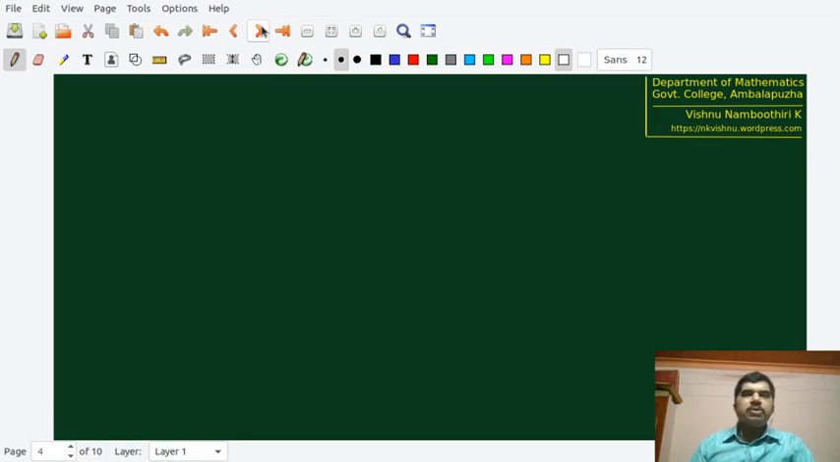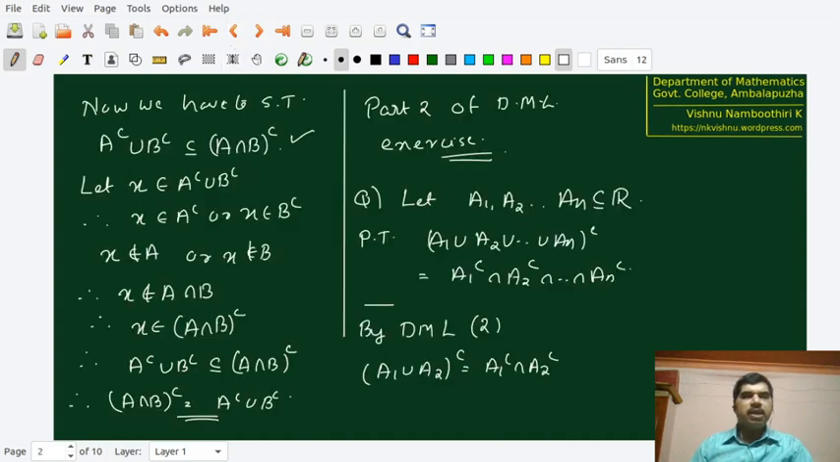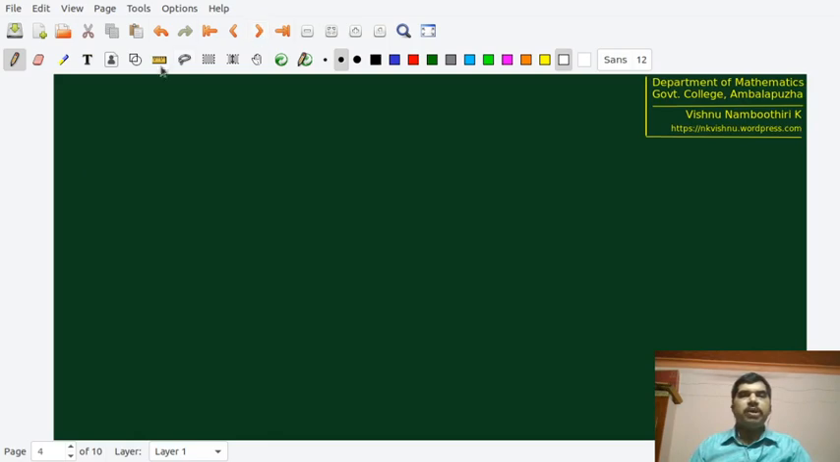Now we will try to see the infinite version of the previous problem. The infinite version means that previously we had taken A1, A2, etc., An and the union and the complement. Instead of stopping at An, we will go up to infinity. So our next problem is the following.